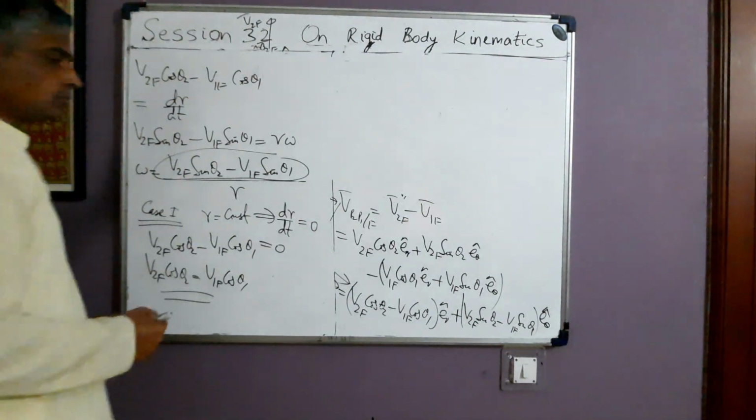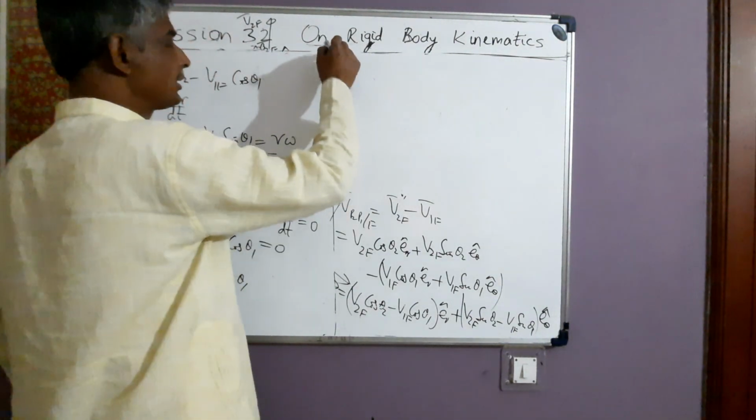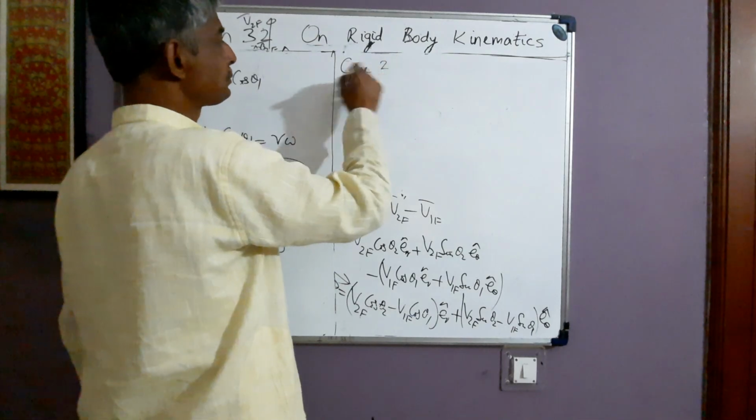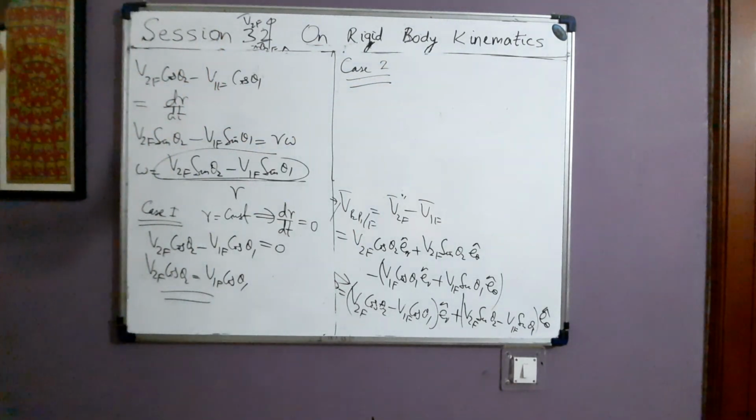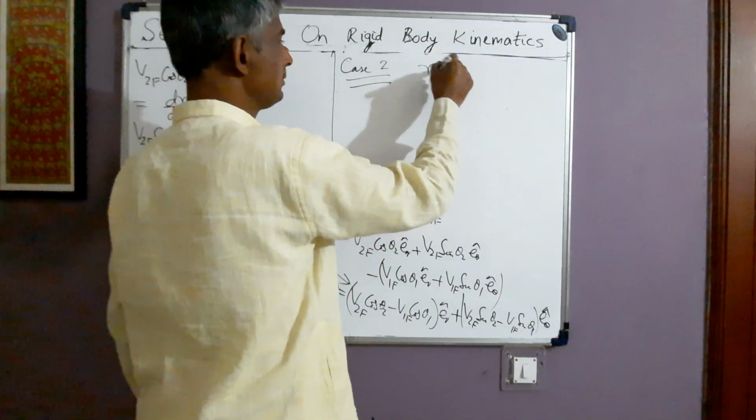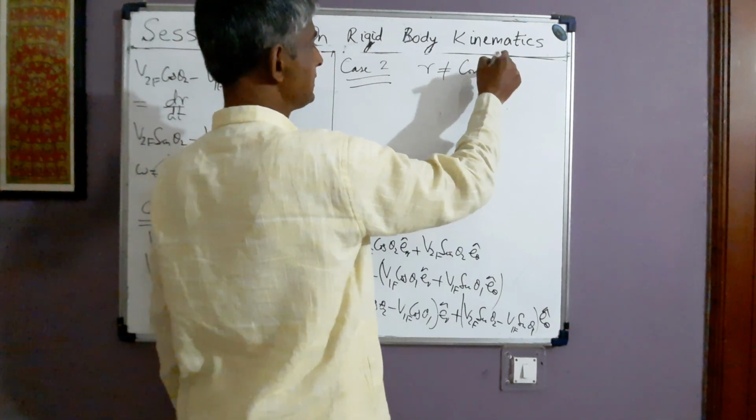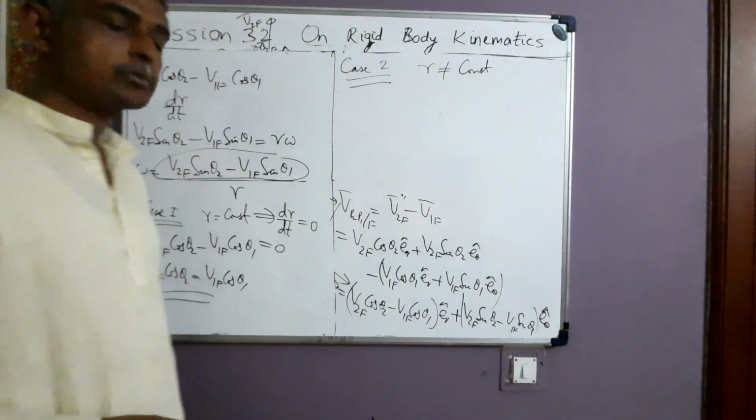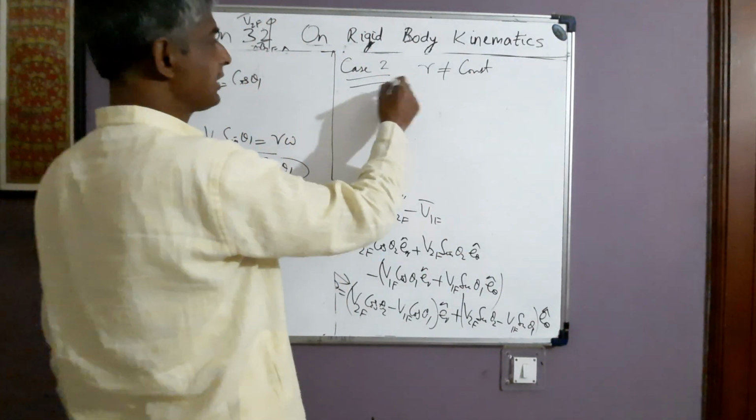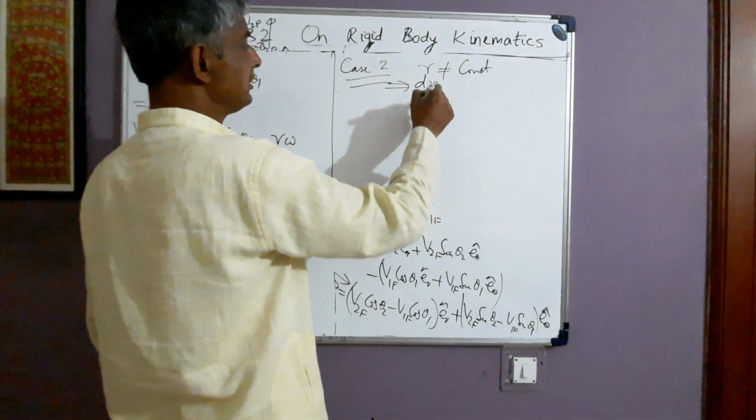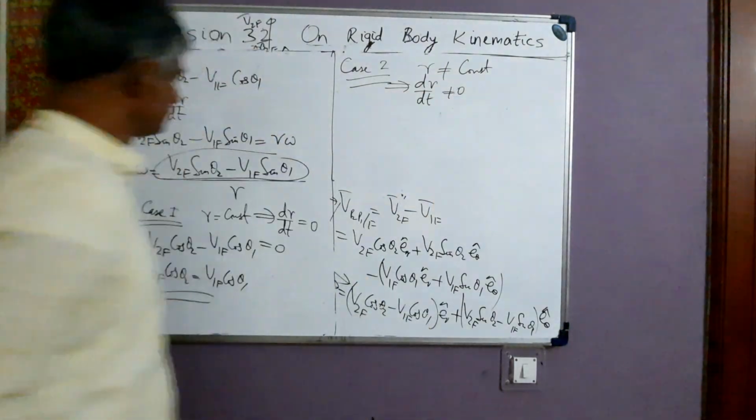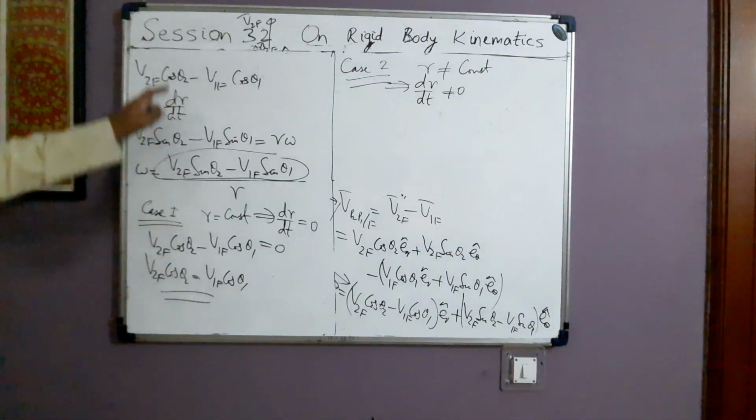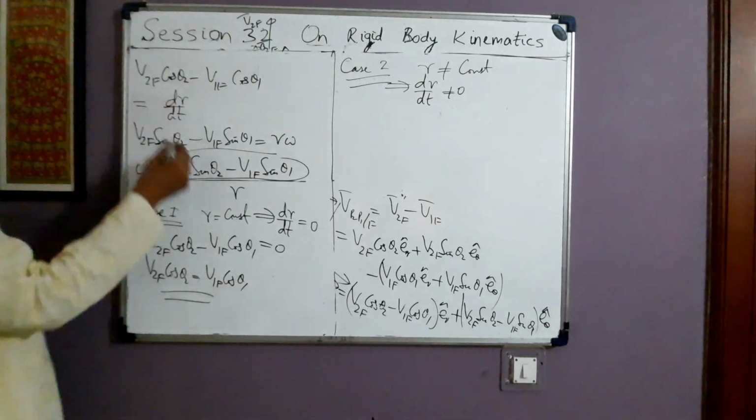Now I take up case 2. Case 2: I assume that R is not constant, R is variable. That is, R, the separation between the two moving points, changes with time. In this case, if R is not constant, then dr by dt is also non-zero. So in this case, if we see these two equations, this term becomes non-zero.